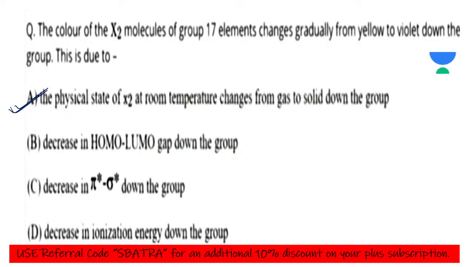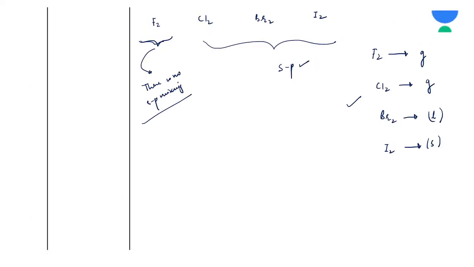Next is decrease in HOMO-LUMO gap, and this statement is also correct. Now, what is your HOMO or LUMO? Let's suppose I draw a molecule of this. Let's take the molecule of chlorine. In chlorine there is sp mixing, so that's how the molecular orbital diagram will look.